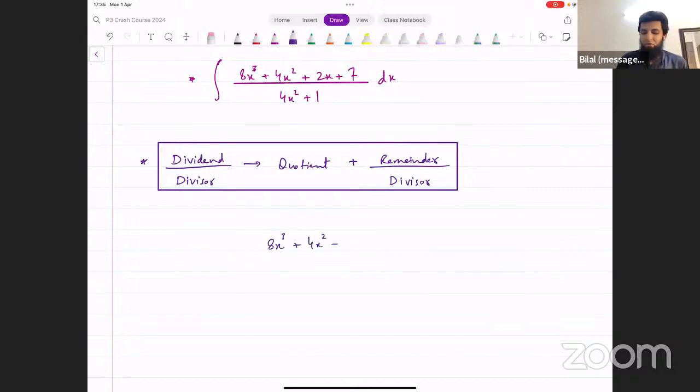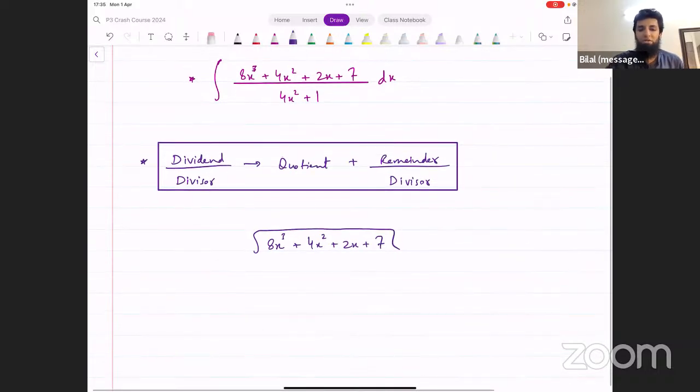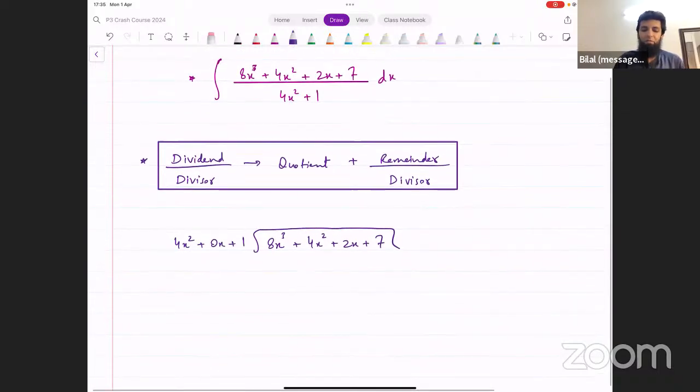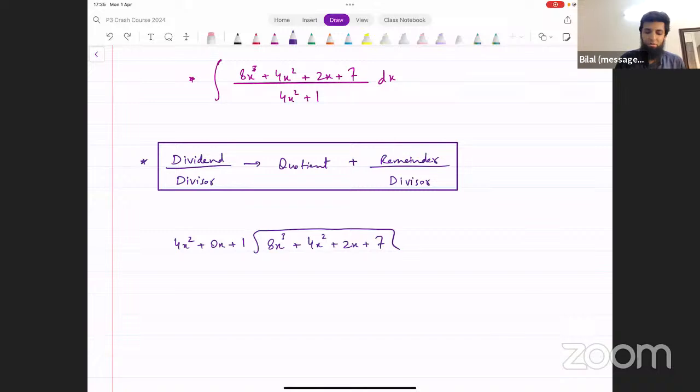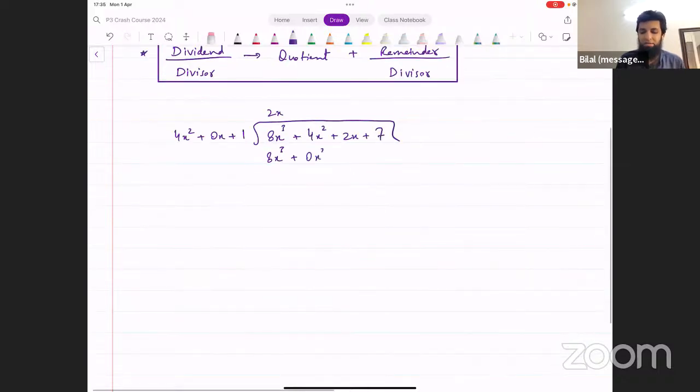8x cubed plus 4x squared plus 2x plus 7. The divisor is not linear, so we can't use synthetic division. Those of you who remember that, we have to use long division. So it's supposed to be divided by 4x squared plus 1. X term is missing, so we can write it as 4x squared plus 0x plus 1. Now, what do we multiply 4x squared by to get 8x cubed? 2x. 2x into this whole thing, that gives us 8x cubed plus 0x squared plus 2x.